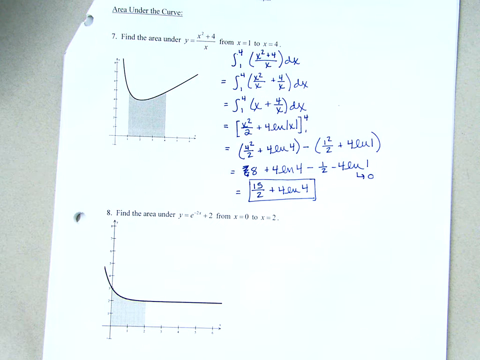So I'm set with number 7. I separated that fraction, then didn't need a u substitution to integrate x plus 4 over x. I integrated x squared over 2 plus the natural log of the absolute value of x, plugged in 4, minus plugged in 1. Realized the natural log of 1 was just 0, so that part goes away. And I didn't feel like doing 4 raised to the 4th, so it's fine to leave the 4 out front. Try 8, and then we will look at 9 together.